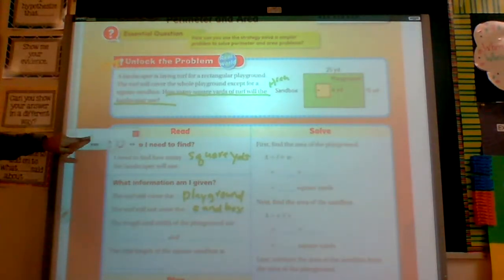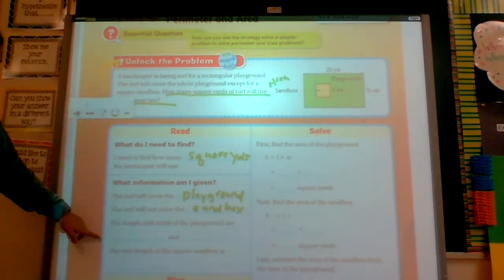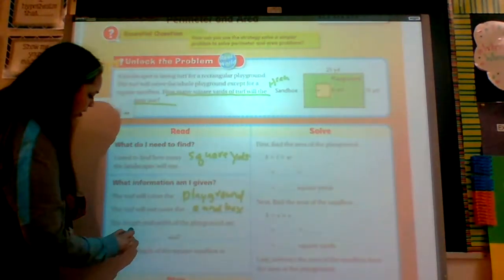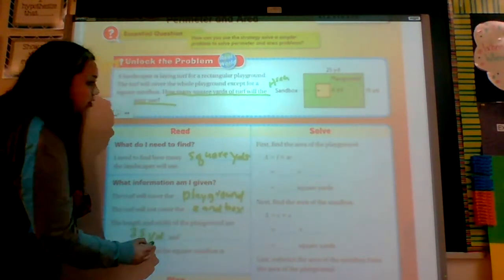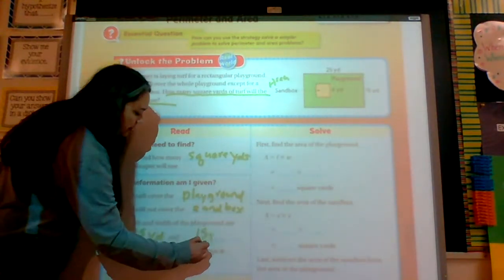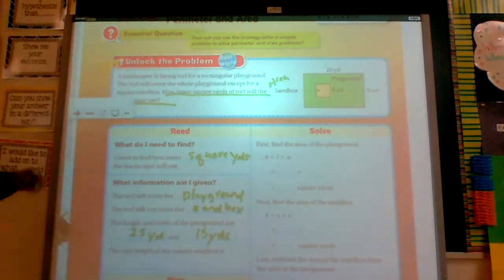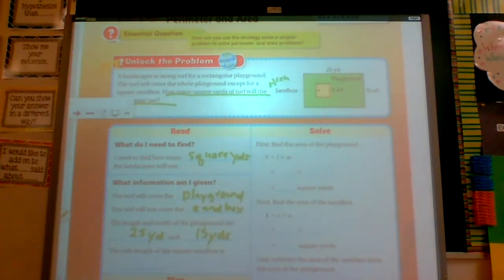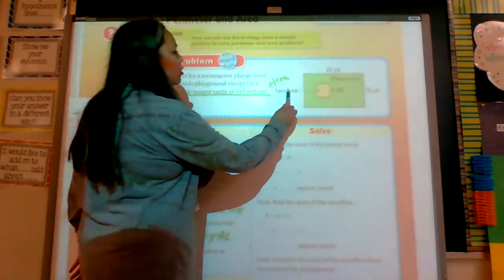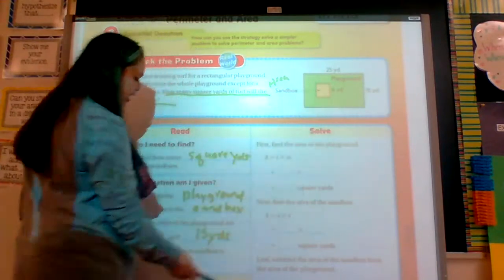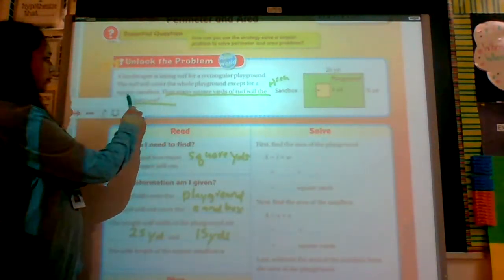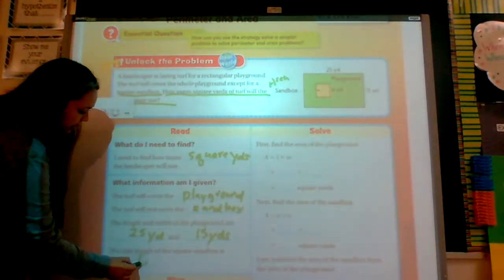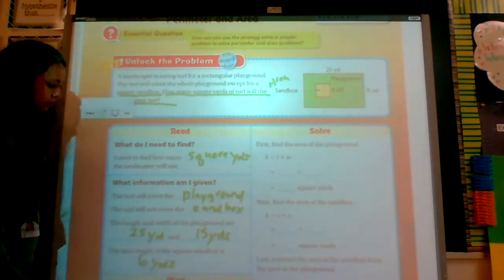It also gives us the length and the width of the playground, so the playground itself is 25 yards by 15 yards. And I know the side length of the square sandbox. This is a square because it's only given us one side, and it's telling us that it's a square sandbox. So it says it's 6 yards. So this would be 6 yards.